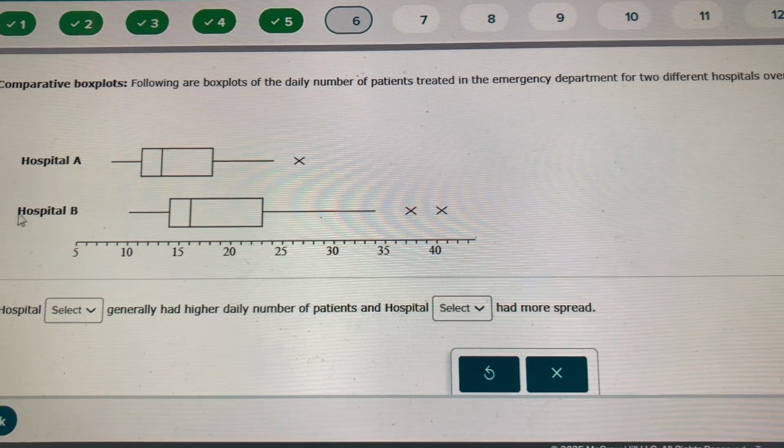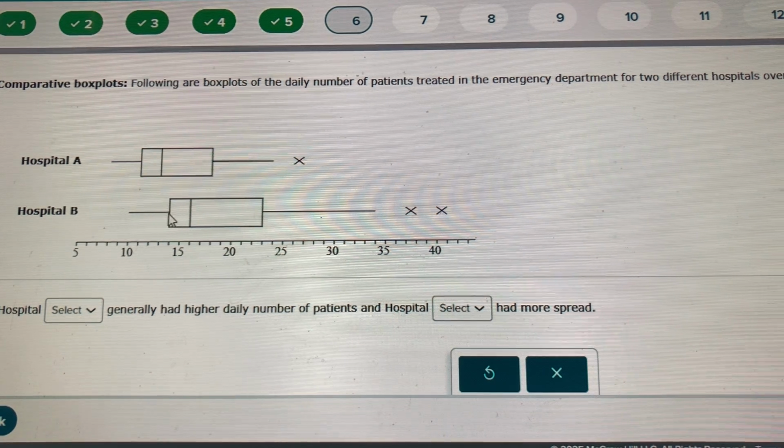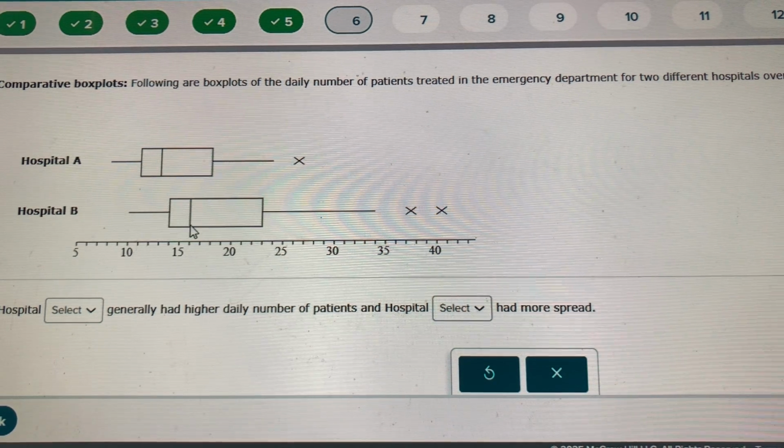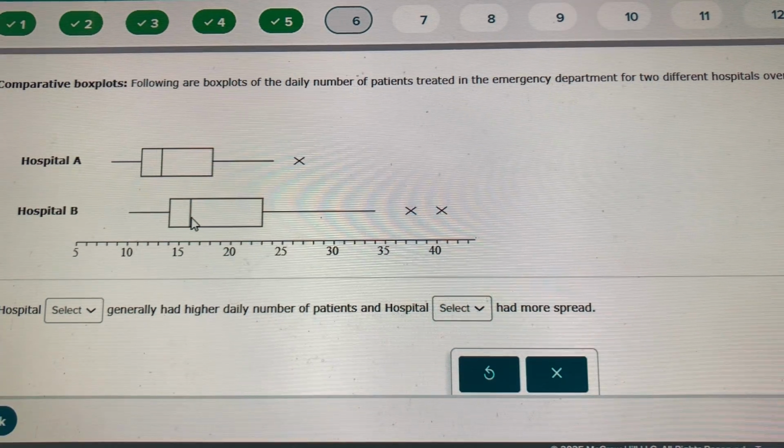Here's hospital A, hospital B. You can compare things like which one has a bigger center of data. The line in the middle is the median. So hospital B has a larger median than hospital A because it's further down the number line. So we could say hospital B has a higher average, a higher median, something like that.